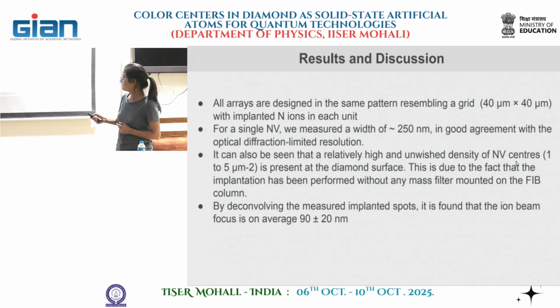This is due to the fact that we are not using any mask filter on the FIB column. What is a mask filter? We can incorporate this setup with another Wien filter that filters the particles on the basis of their velocity, where we use the E cross B and velocity formalism, and it will just filter out the particles which have high velocity. And by convolving the measured implanted spot, it is found that the ion beam focus has an average of 90 plus minus 20 nanometers.